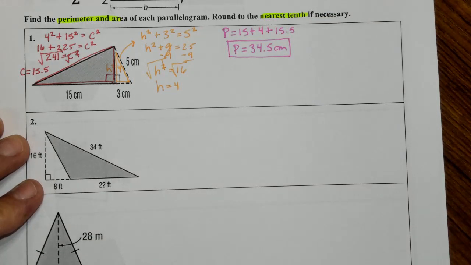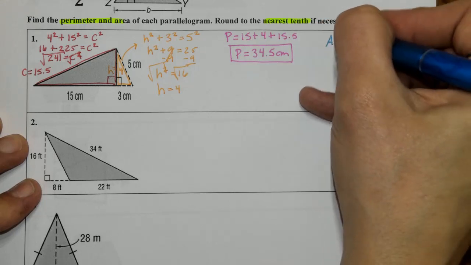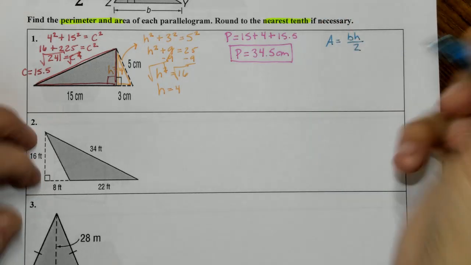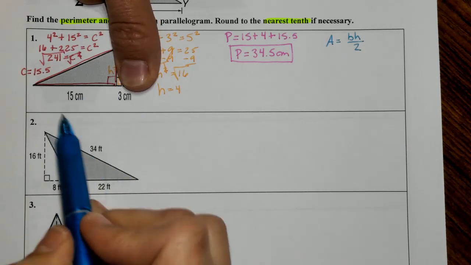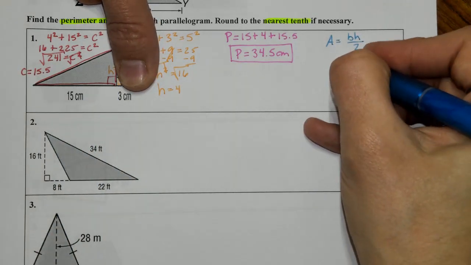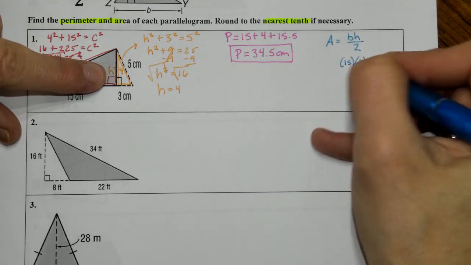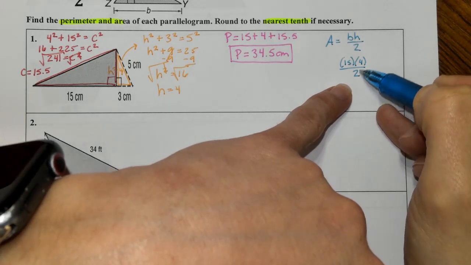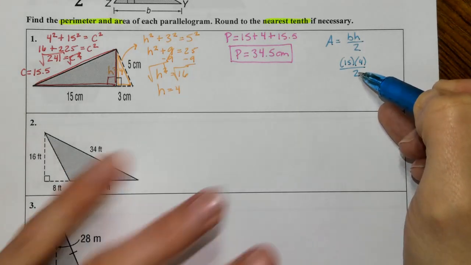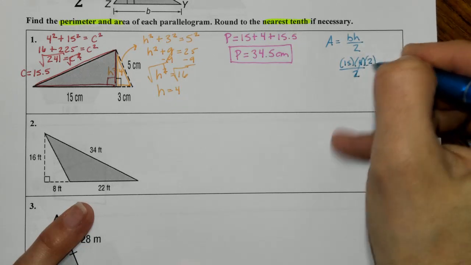Area. With our area, we remember that we want base times height divided by 2. So focusing only on, again, not on the dashed line, we have our base of 15 times our height that we found was 4, all divided by 2. And what you can do when you're multiplying 2 numbers, if you can divide something out, like this 4 into the 2, you can go ahead and do that if you'd like to. And say, okay, well, 4 divided by 2 is 2. So now you just have to do 15 times 2.